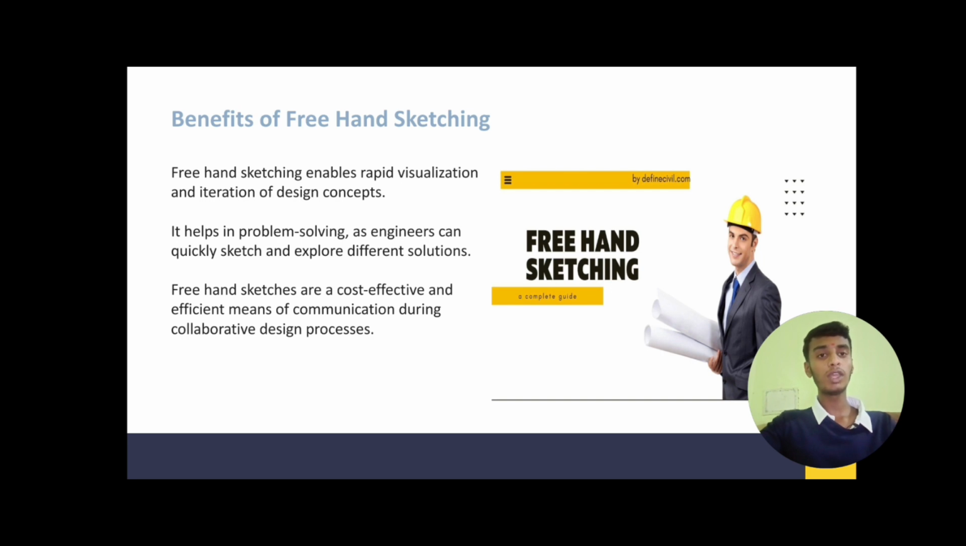The next is the benefits of freehand sketching. What are the benefits? Here we'll see. Freehand sketching enables rapid visualization and iteration of design concepts. It helps in problem solving as engineers can quickly sketch and explore different solutions. Freehand sketching is a cost-effective and efficient means of communication during the collaborative design process.